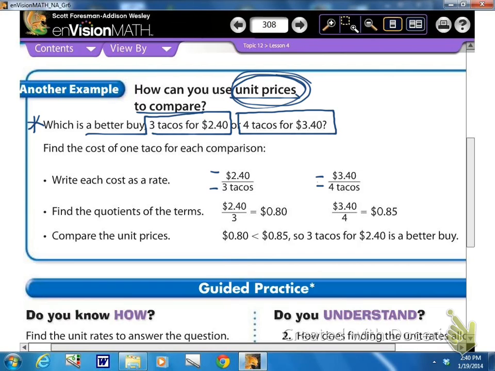So here we have $2.40 divided by 3. If you put that in the calculator, 2.4 divided by 3, well, for those tacos, it's 80 cents per taco. Over here, if we have $3.40 for 4 tacos, and we divide that, so $3.40 divided by 4, it's 85 cents per taco. So the better deal is right here, 3 tacos for $2.40, because then we're spending less money per taco.